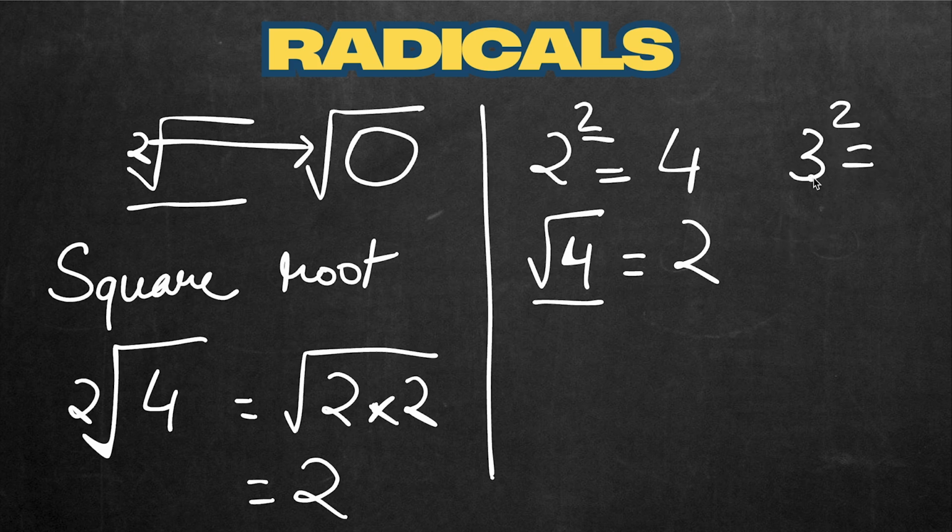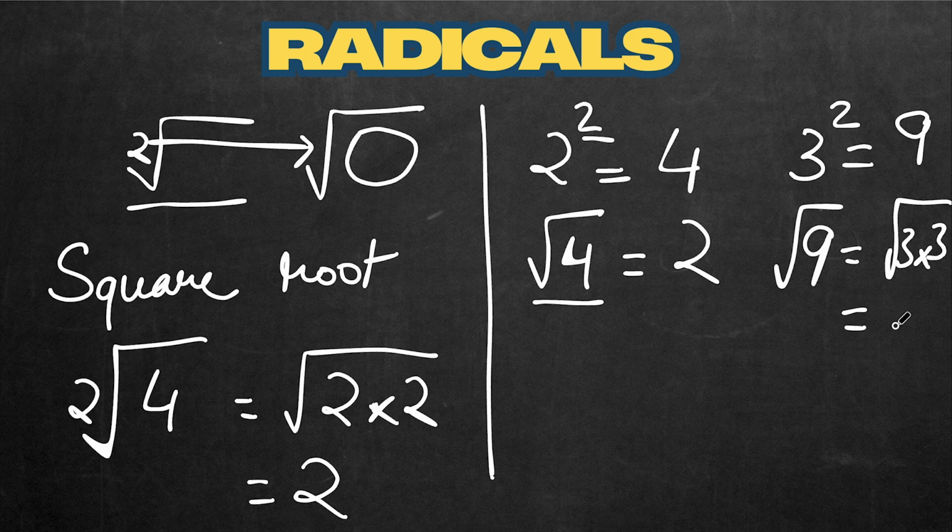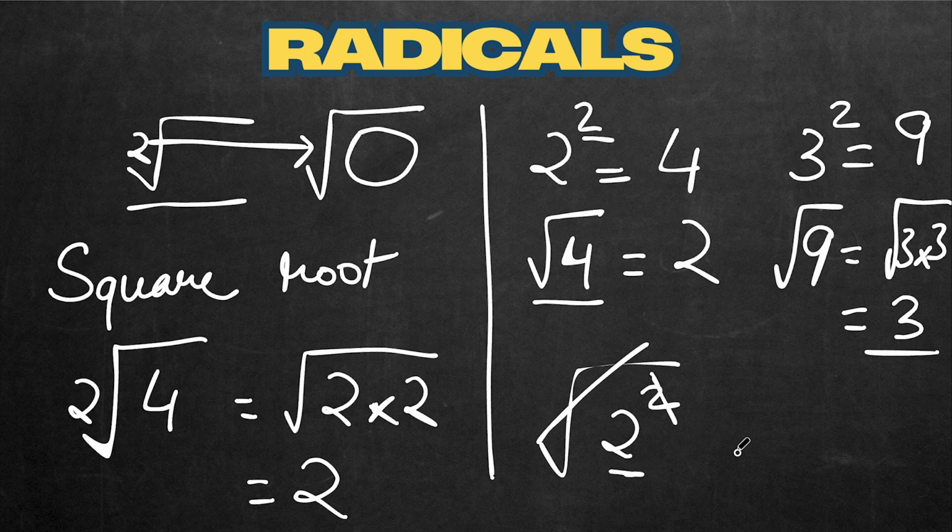Or for example, let's say 3 square. What is square of 3? 3 times 3, and 3 times 3 is 9. And what will be the root of 9? It will be the same number, 3 times 3, which is equal to 3 at the end. So how we can understand it is that if there is any number with a square inside, let's say it was 2 square, this square can cancel the root and only the number should remain. Okay?